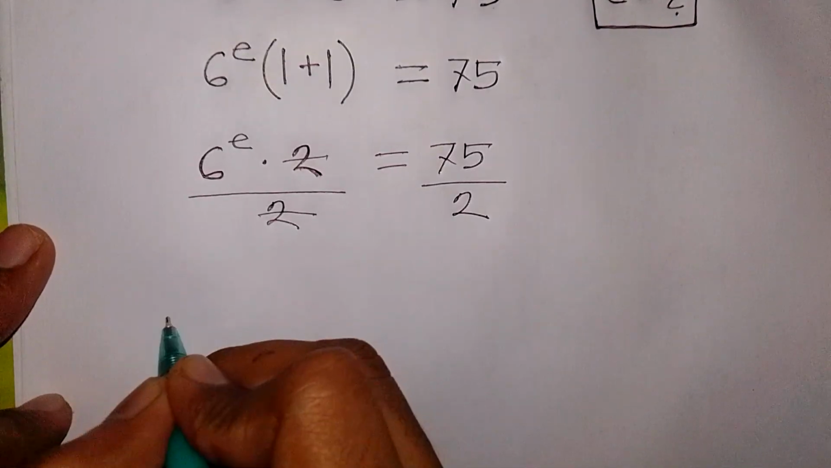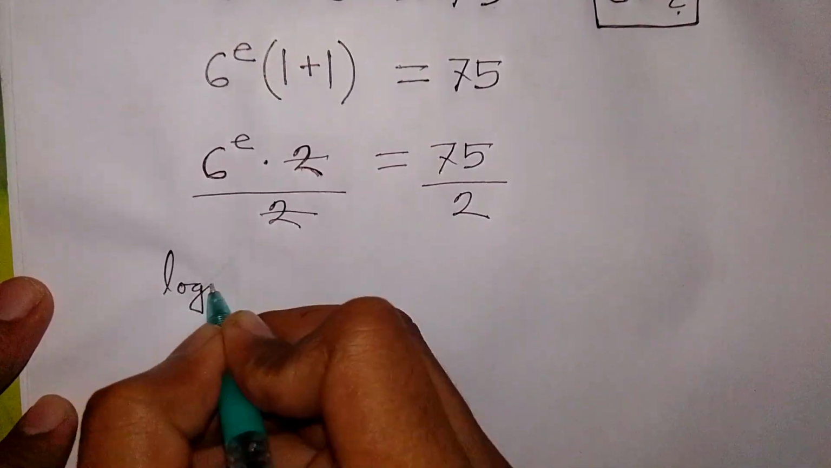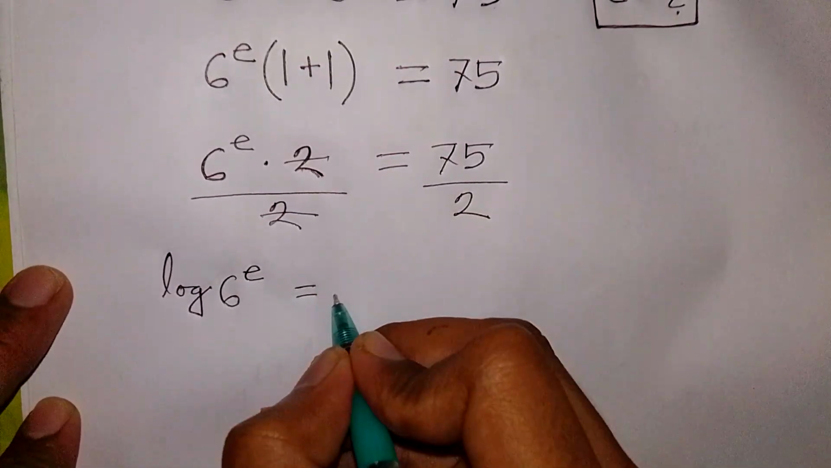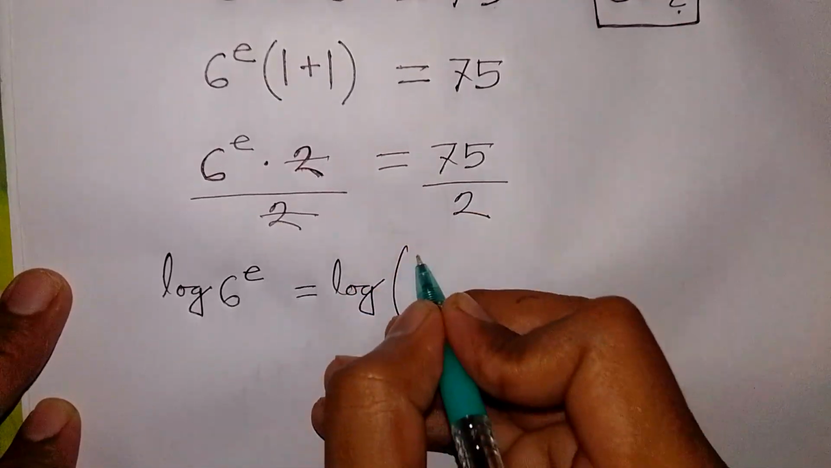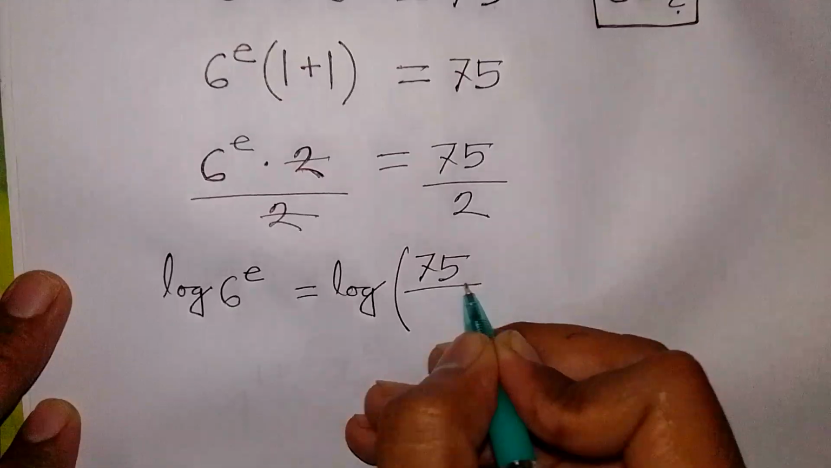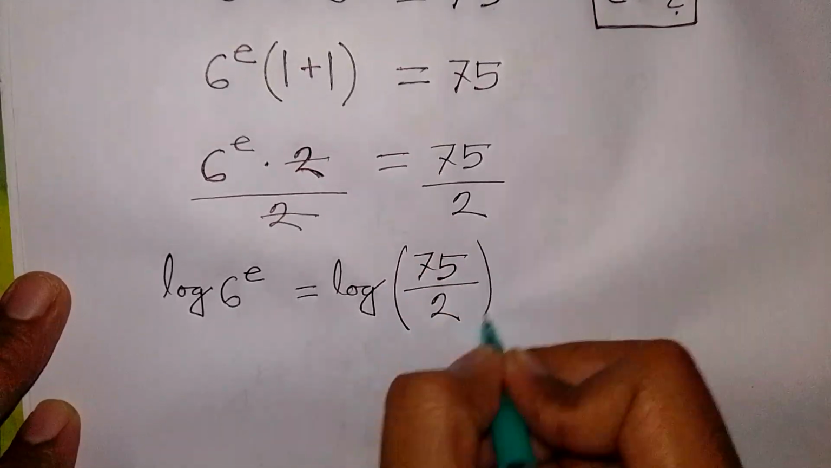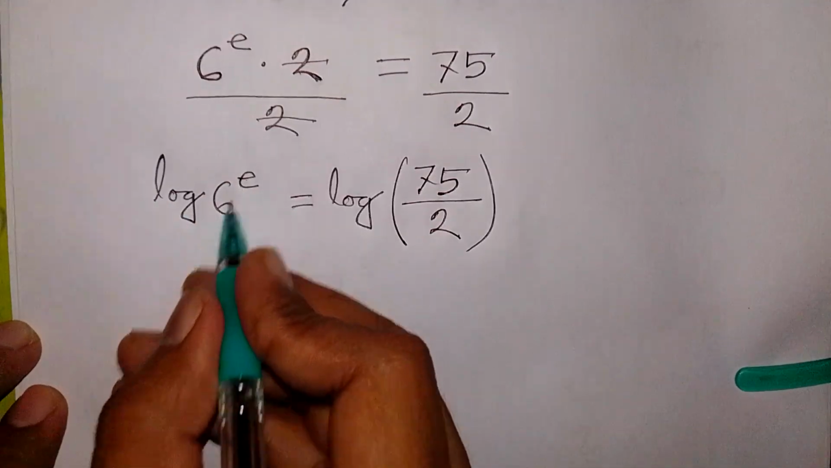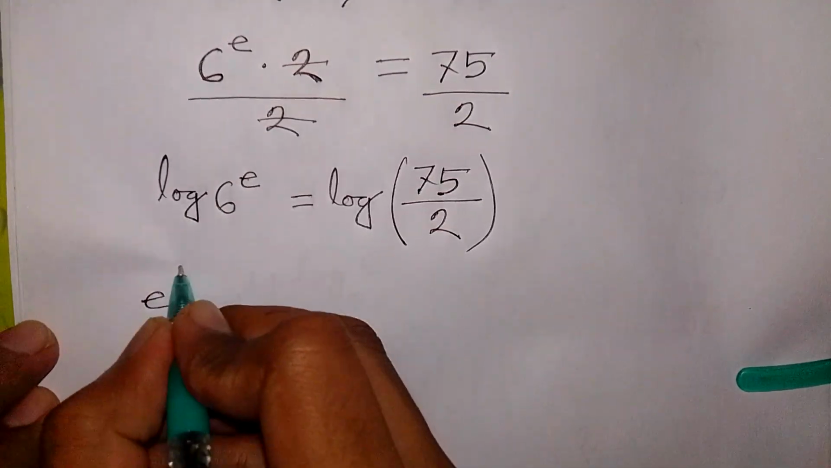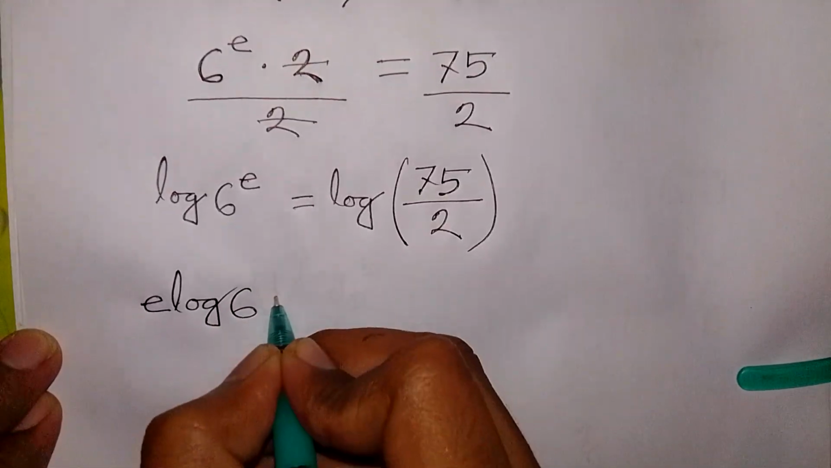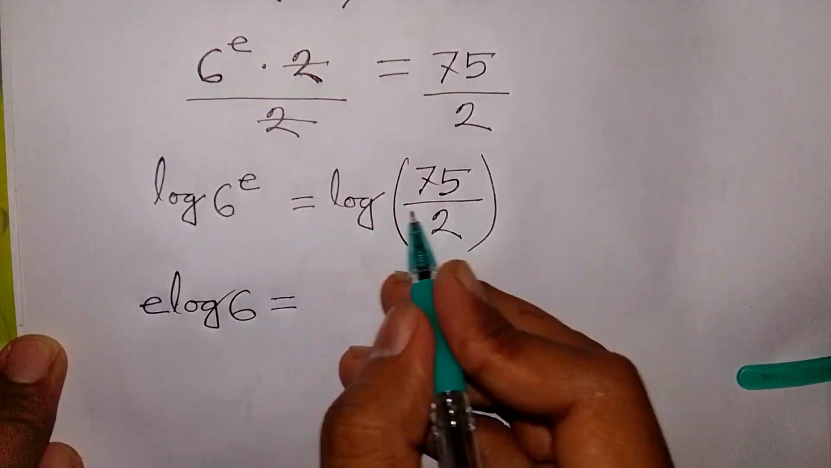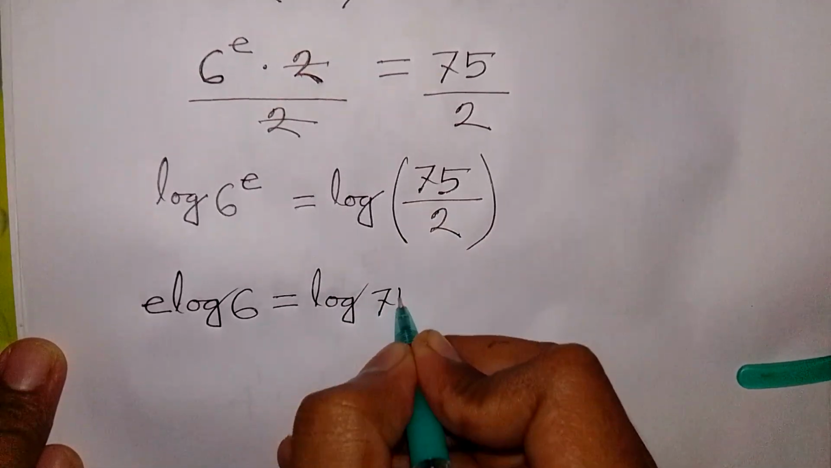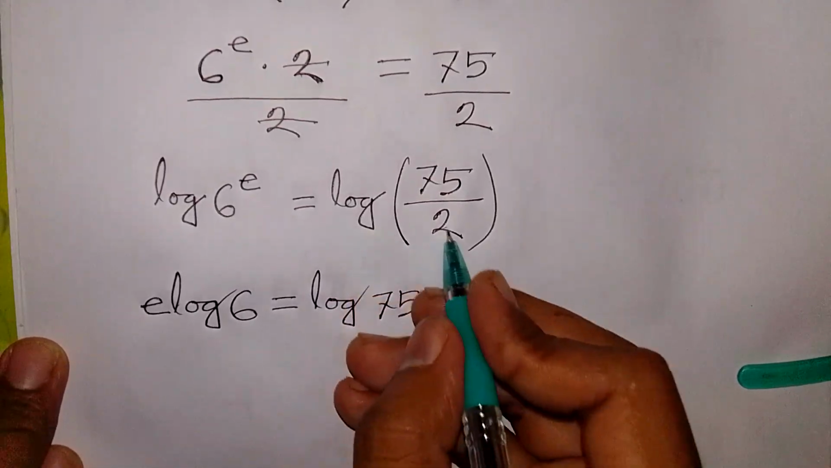Now we have to apply log on both sides. So I can write here log of 6 power a is equal to log of 75 over 2. Now here this power a will move to the front, so it will be a log 6 is equal to log of 75 over 2, so it will be the same as log 75 minus log 2.